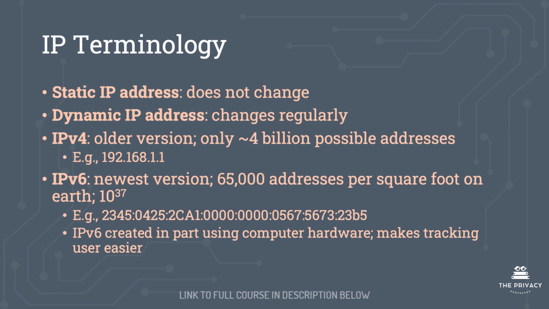IPv6 is newer. The IPv4 format is going to be as follows. Think of it just as 4 different chunks, okay? So we've got 192.168.1.1. That's a little device that might help you remember IPv4. And IPv6 is much, much, much longer. Why it looks like that is unimportant. And if you're interested in knowing how many possible IPv6 addresses we have now, there are 65,000 addresses available per square foot on Earth. That's 10 to the power of 37.